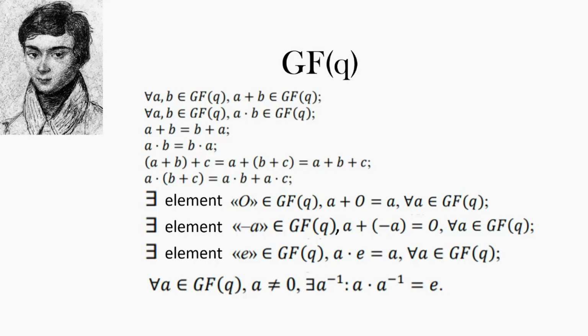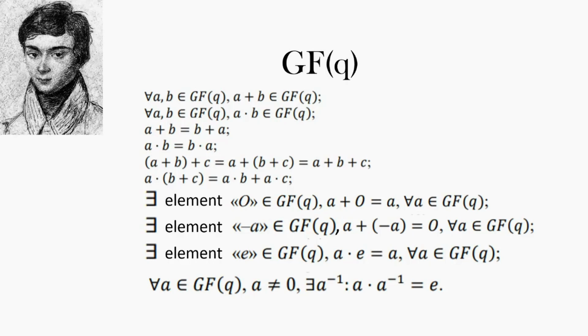A finite field or Galois field is a finite arbitrary set of elements with given operations between them of addition, multiplication, and division. These operations must have the following properties. For any A and B, where A and B are elements of Galois field, A plus B is also an element of GF(Q). For any A and B in GF(Q), A multiply B is an element of GF(Q). A plus B is equal to B plus A.